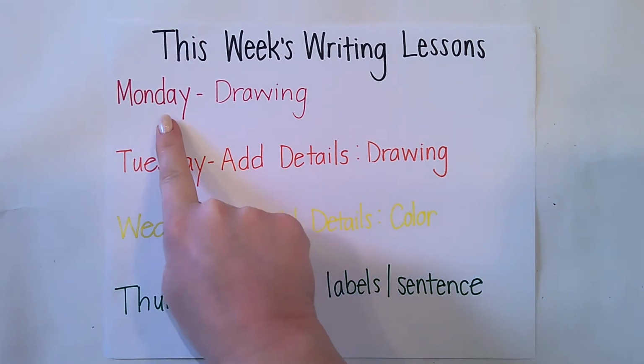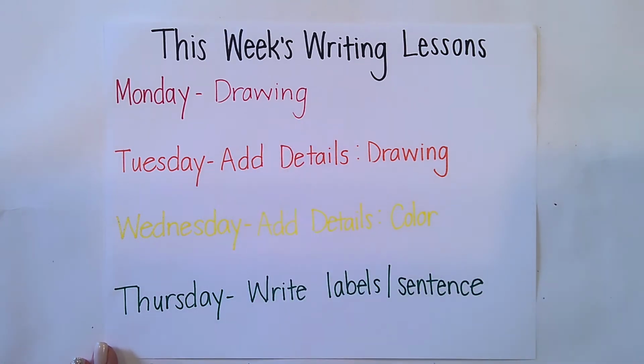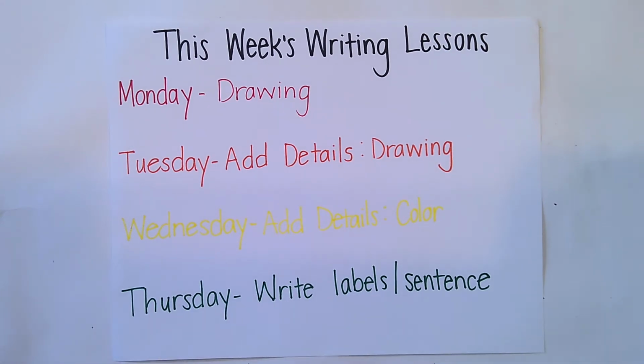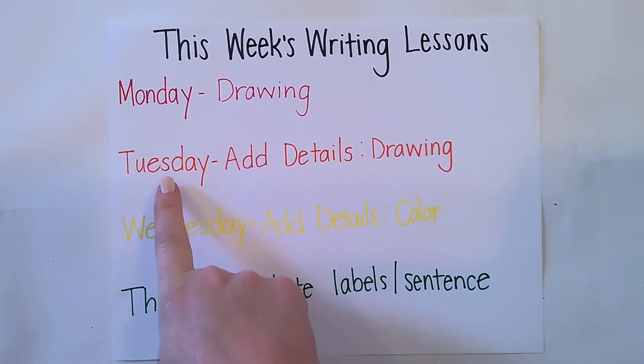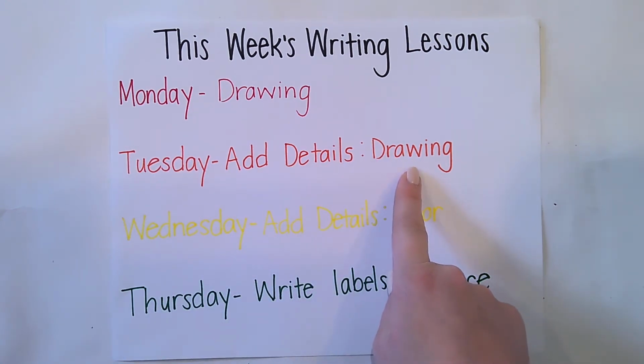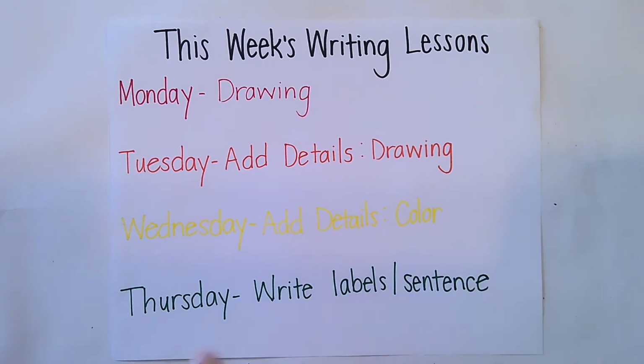So yesterday on Monday, you were supposed to make a drawing of the coolest place you can remember being with your family and draw you and your family in that place. You're going to need that picture for today's lesson. Our work this week is going to be on adding details to our pictures. Today, Tuesday, we're going to add details in our drawing. Tomorrow, on Wednesday, we're going to add details by coloring. And on Thursday, we're going to write some labels or a sentence that goes with our picture.